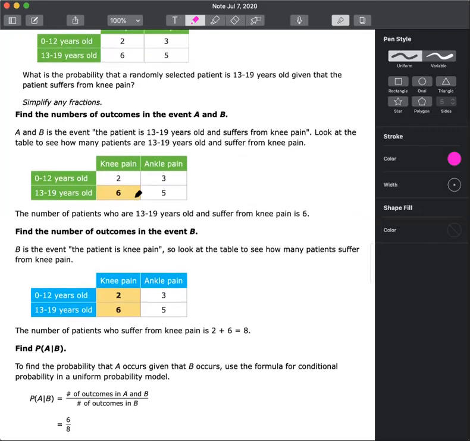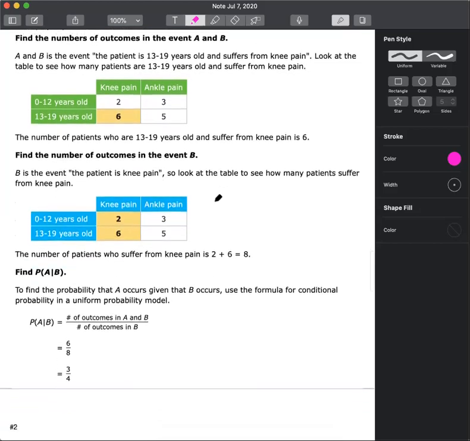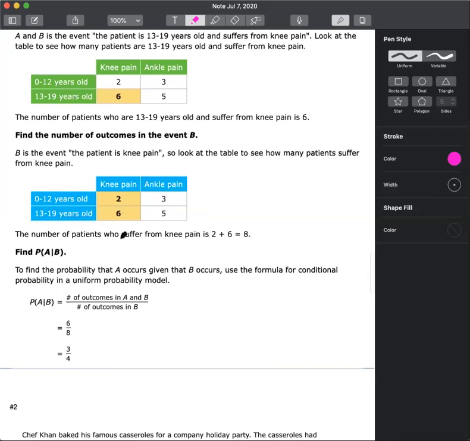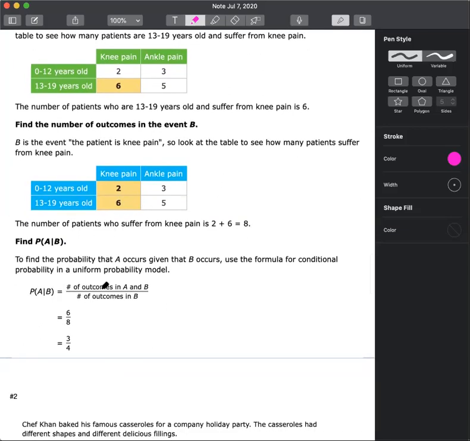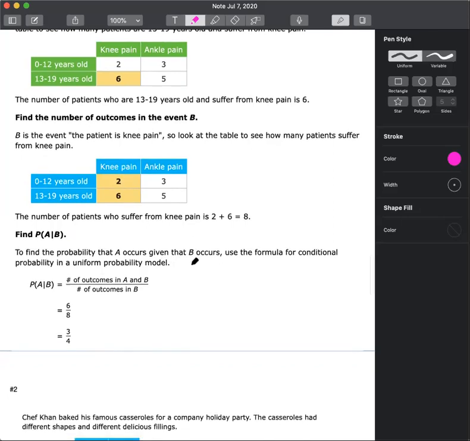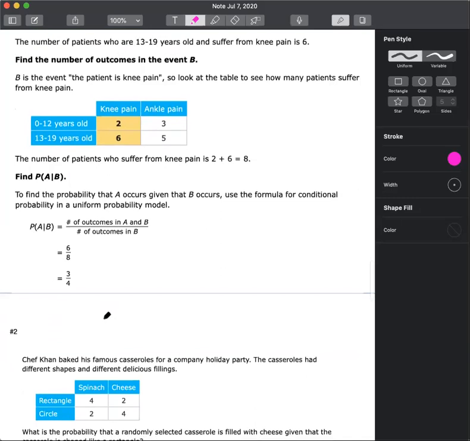So the outcome of event A and B is 6. So it's going to be 13 to 19, and then knee pain as well. And then event B is going to be just the knee pain. So all we're going to have to do is add up the knee pain, which is going to be on the bottom, which is going to be 8. And on the top is going to be 6, which is just this bottom number right there. So it's basically going to be 6 divided by 8 right there, including both of them. Then you reduce that down to 3/4 in that case.